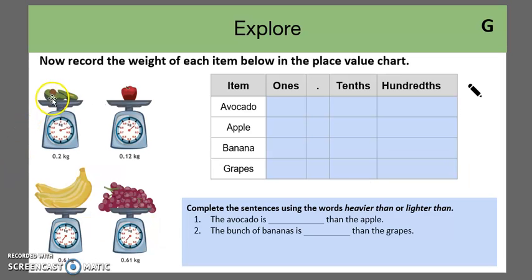Now what I want you to do is we have some examples here and there are some weights associated to each of the items below. And I want you to fill out the chart and see what makes sense and placing these numbers in the right column. In addition, I want you to complete the sentences using the words heavier than or lighter than. And here we see that there are two quantities being compared and we have to choose which word makes sense. So pause the video and on the next slide, we're going to reveal the answers.